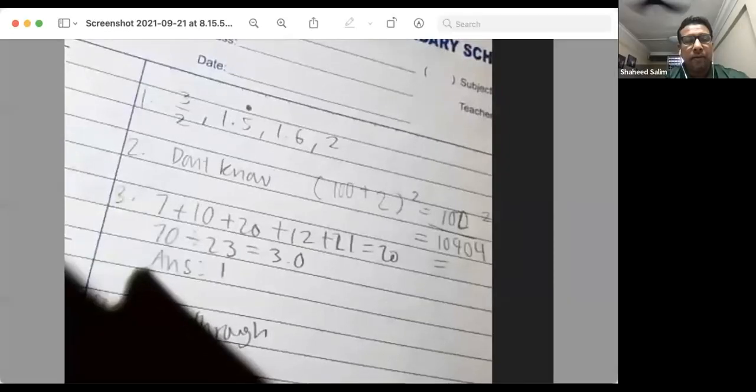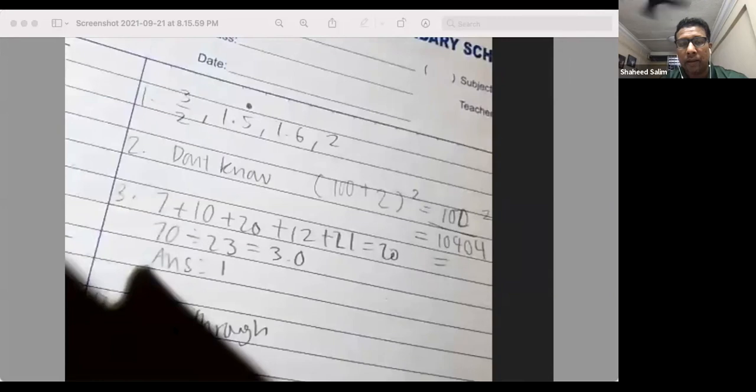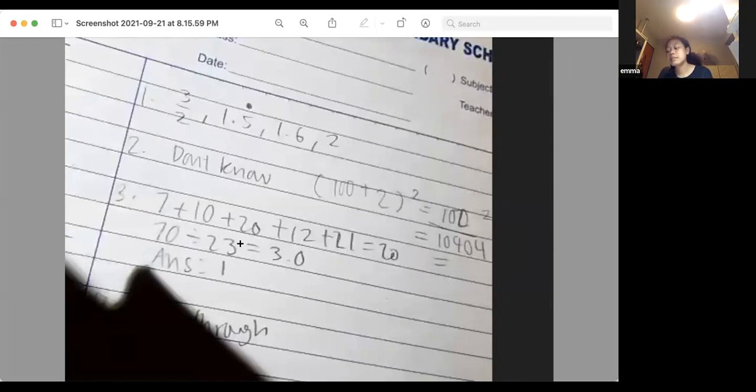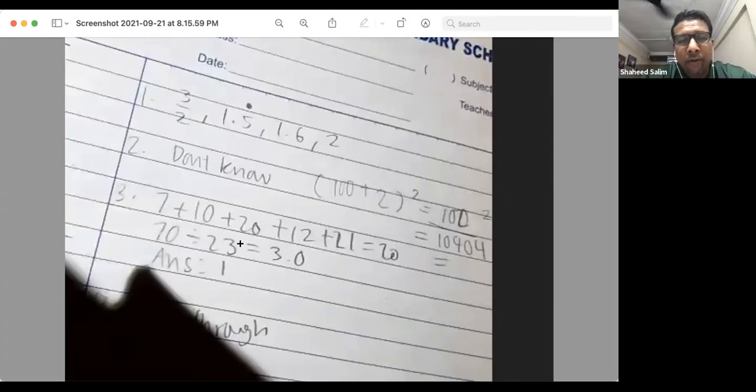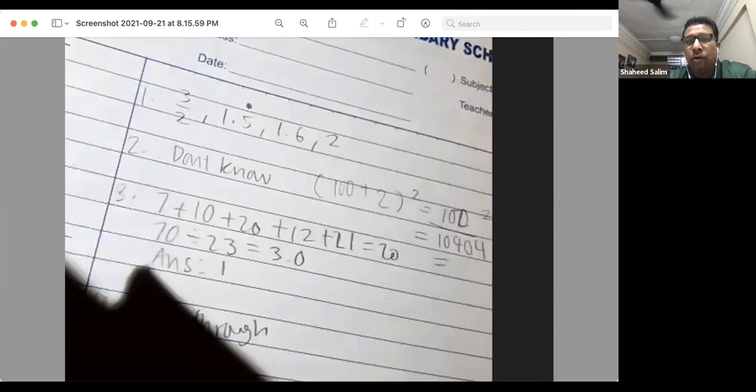This is the one, right? So let us, I'm just looking at the question again. 7 plus 10 plus 12 plus 21 plus 20. Okay, that means you get 70. Okay, correct. But your answer, how come is 1? You divide? Now you got it already. Okay, what's the formula for mean?